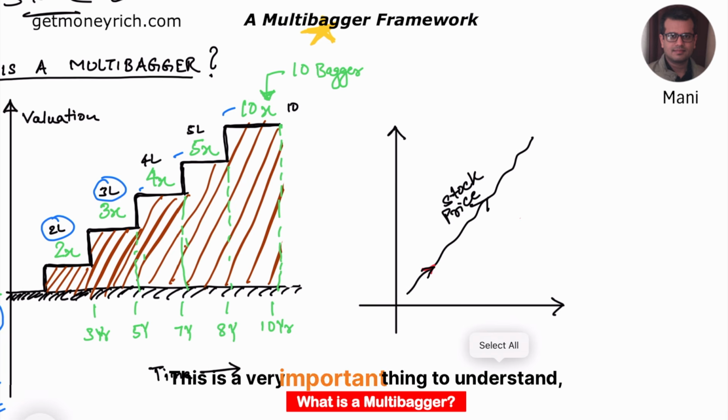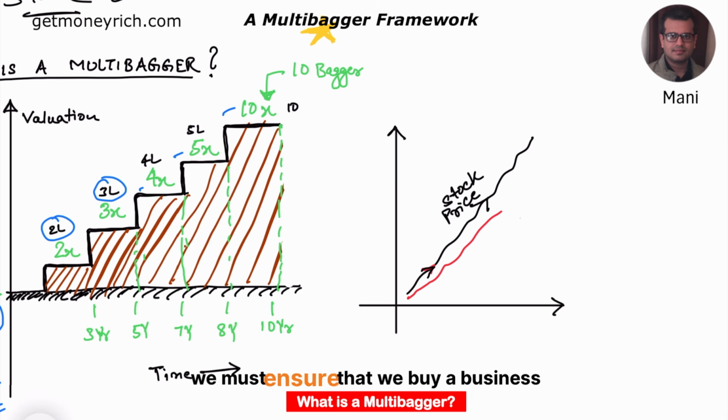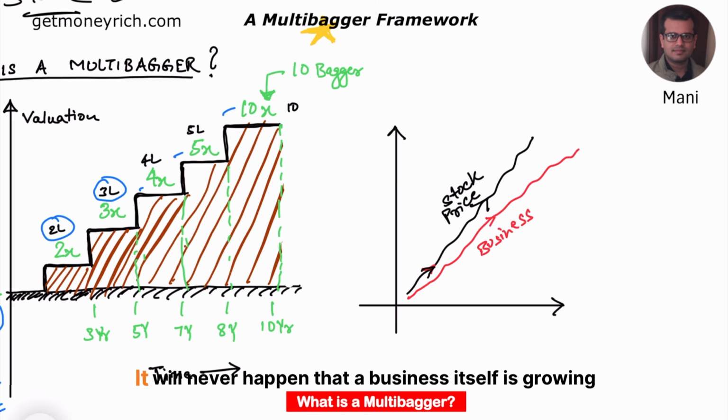This is a very important thing to understand, that if we want our stock to grow very fast, we must ensure that we buy a business that itself is growing at an exponential speed. Otherwise, the stock will not grow. It will never happen that a business itself is growing at a very sluggish speed and its stock price will go 10x in 10 years. It will never happen. For the stock price to grow, its business must grow almost at the same speed. Only then will we have a multi-bagger in our hand. A weak, dead business cannot make a multi-bagger stock.